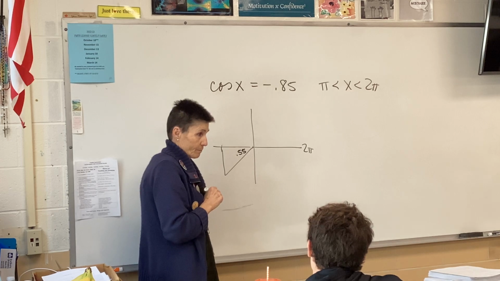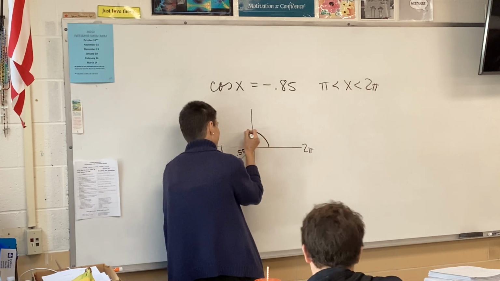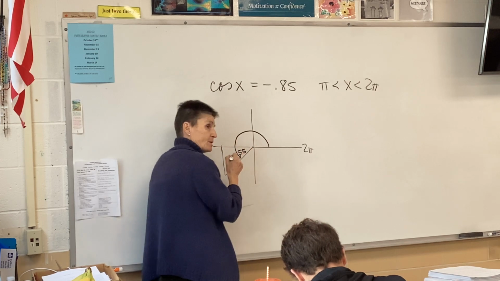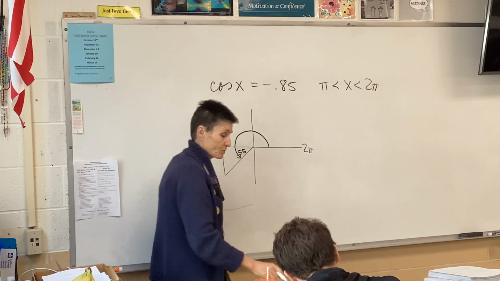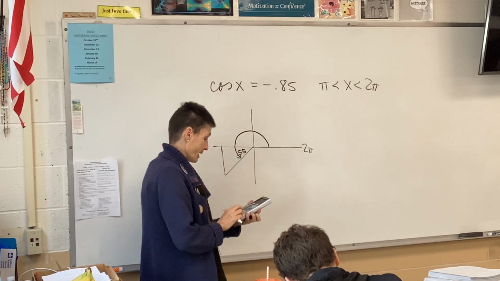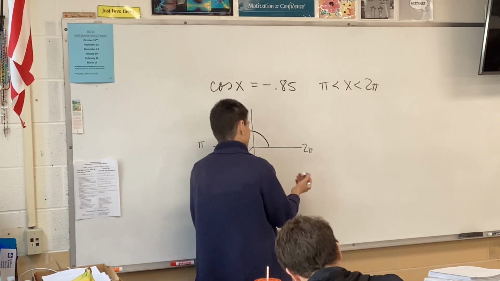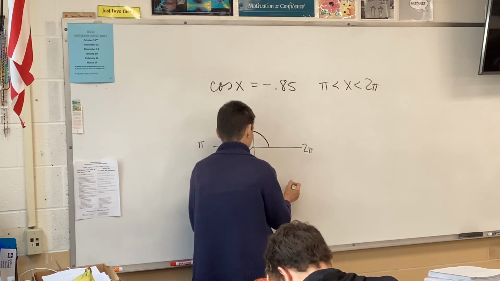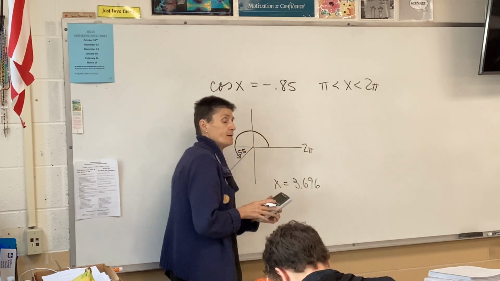Now I need the angle, the whole angle, the big angle, this one right here, right? So how will I find that? Pi plus, yep. So I'm just going to take that guy plus pi, and I get 3.70. I got 3.696 radians.